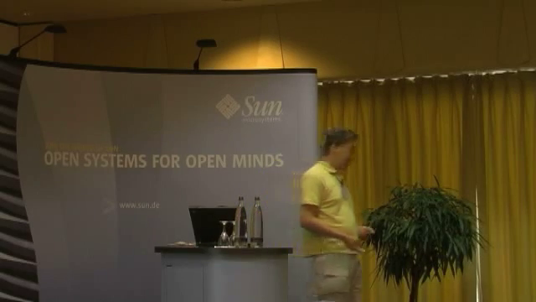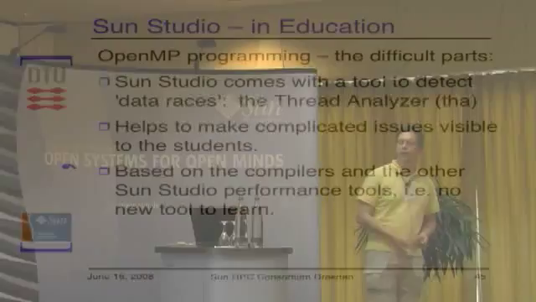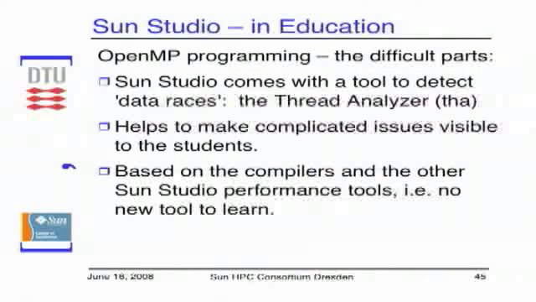There's another nice tool that comes with Sun Studio, the thread analyzer. One issue in doing OpenMP and POSIX threads programming is you are very prone to making errors that lead to data races. The thread analyzer can help you to detect those data races. In my eyes, this is a very nice tool to make complicated issues visible to the students. And the nice thing is the thread analyzer is based on the analyzer, and the other tools the students already know, so there's no learning curve. It's just another plug-in to the analyzer. So there's no new tool to learn when we go from sequential programming to OpenMP programming. The tools are the same.